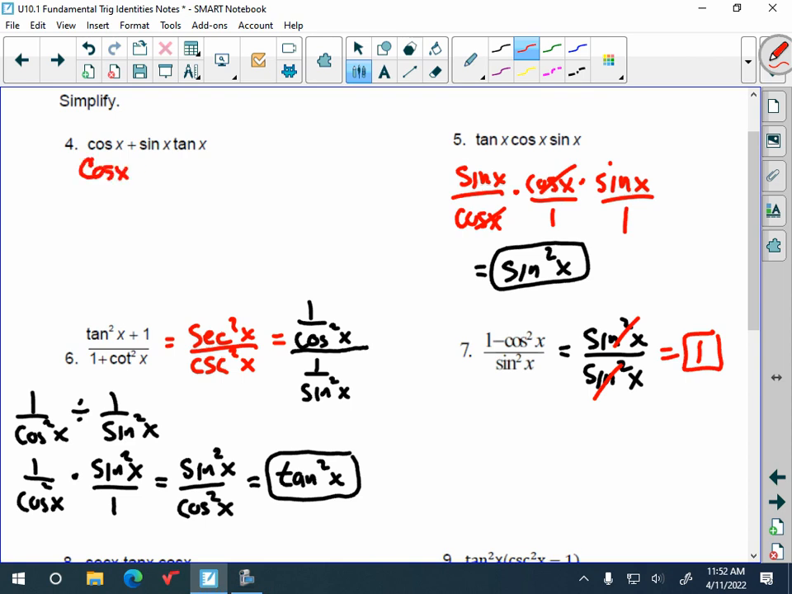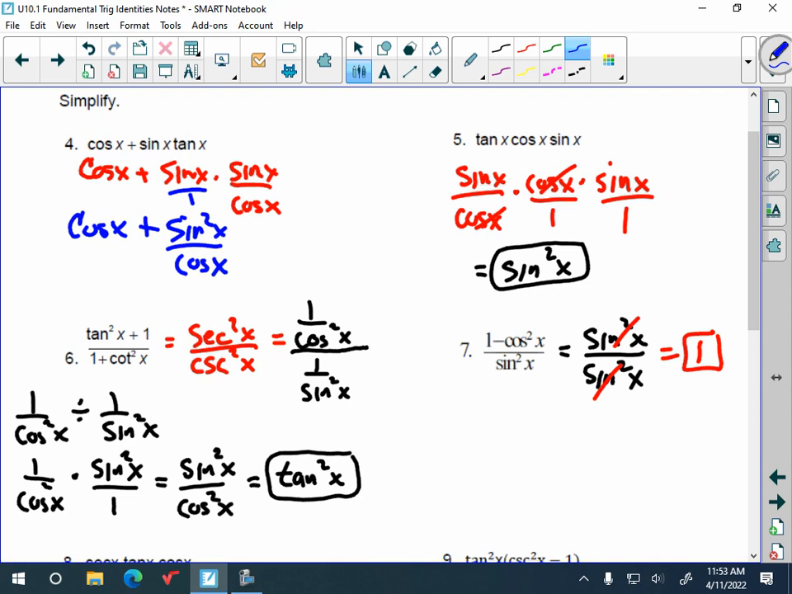So I'll just bring down cosine x plus sine x times sine x over cosine x. Now I'm going to multiply sine x over 1 times sine x over cosine x. If I multiply those two fractions together, I get sine squared x over cosine x. I'm just rewriting the first cosine x, and multiplying these two fractions together. Sine times sine is sine squared.